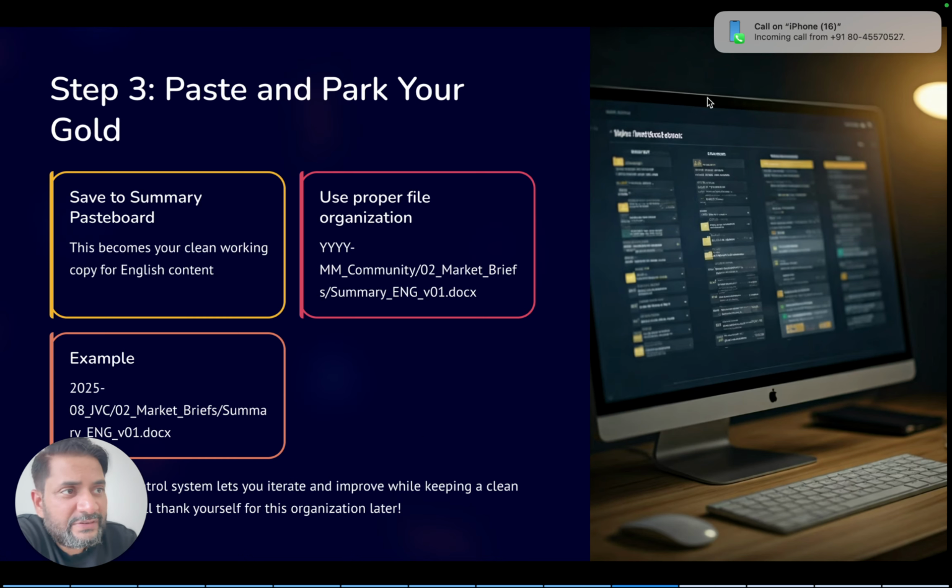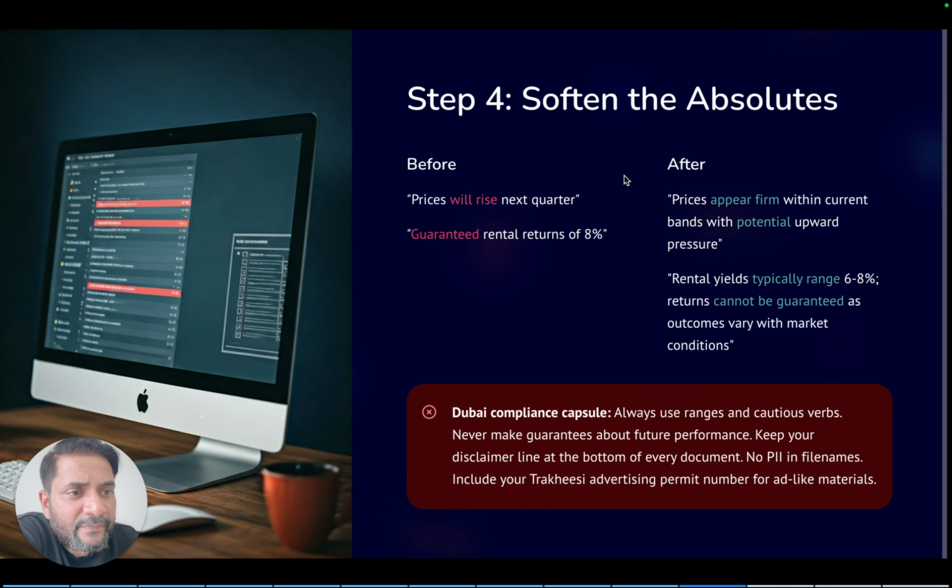And then we move to step 4, soften the absolutes. Now here is where human oversight saves your reputation. Even the best AI can slip into overconfident language that would make RERA's compliance team very unhappy. So let's do some live editing. The before: will rise next quarter. So what you do is, prices appear firm within current bands with potential upward pressure.